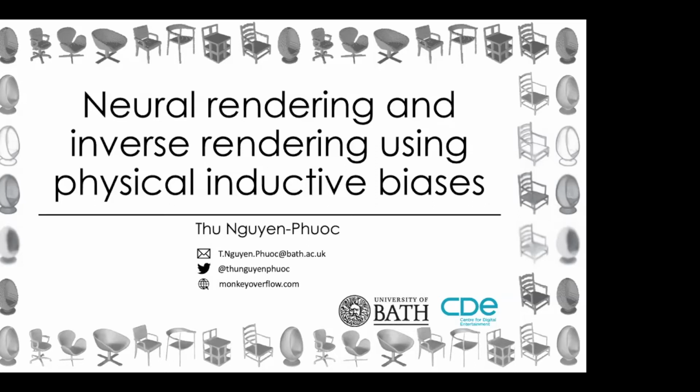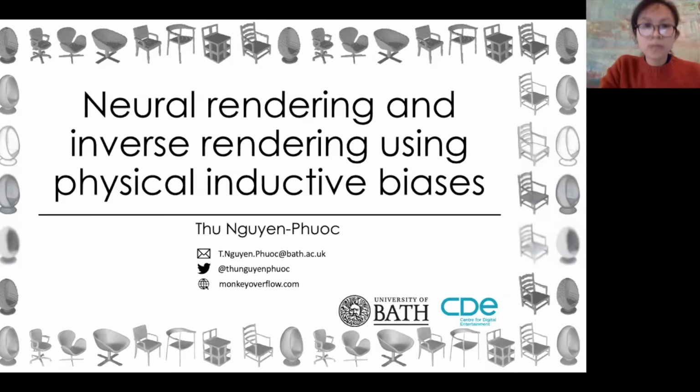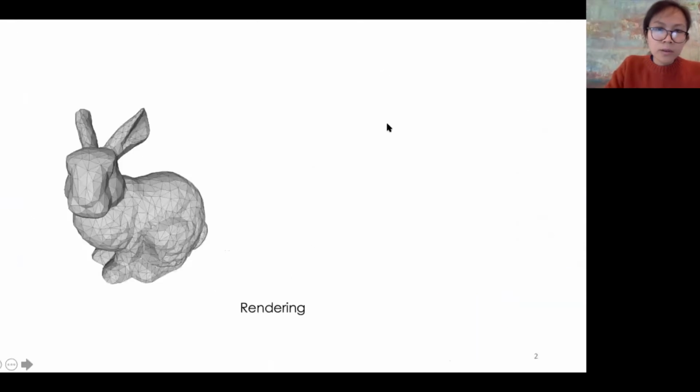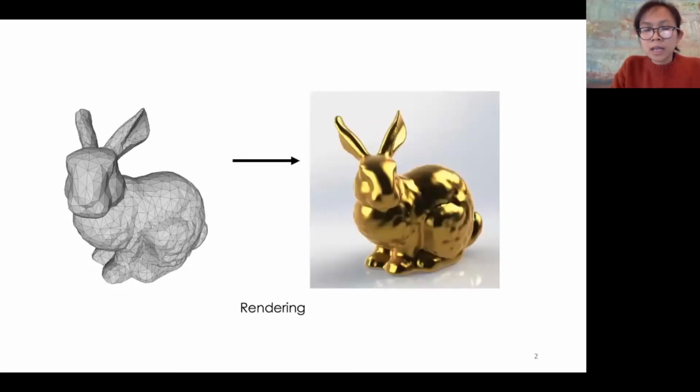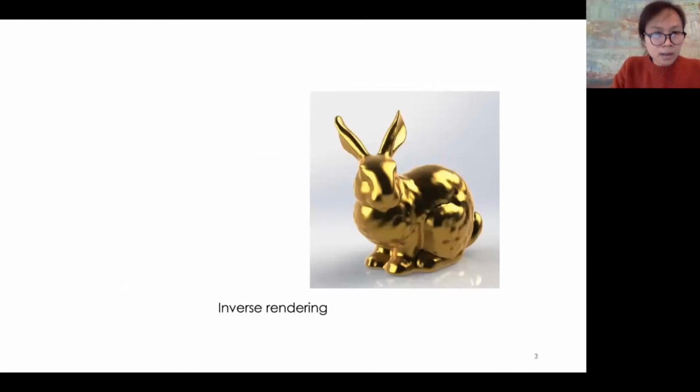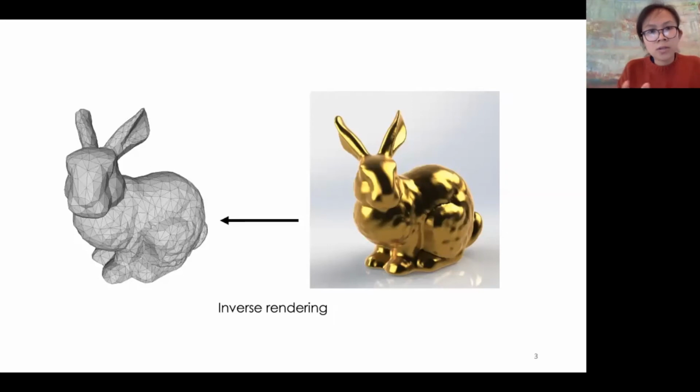And today I'm going to tell you about my research, which is about neural rendering and inverse rendering using physical inductive biases. Before I start, I just want to make sure everyone knows that when I talk about rendering, I'm talking about taking some scene description, which is in this case some geometry, some texture and some lighting, and producing an image out of it. And as you might have guessed, when I talk about inverse rendering, I'm talking about going from an image and trying to recover the input, the underlying geometry and texture that describe that image.